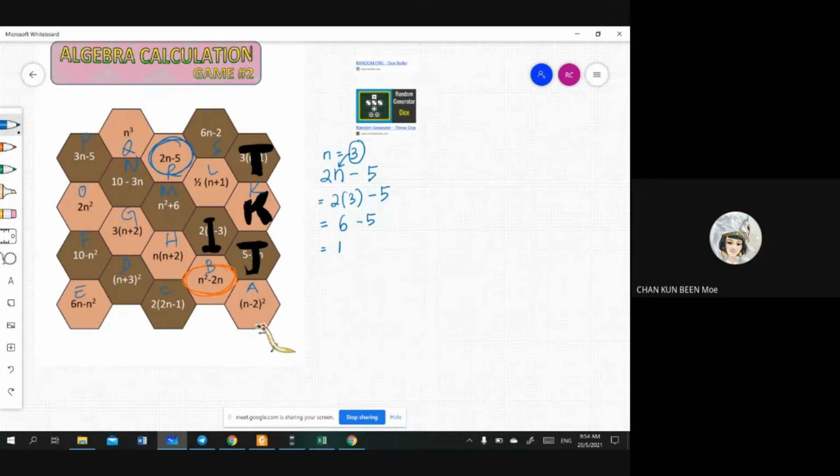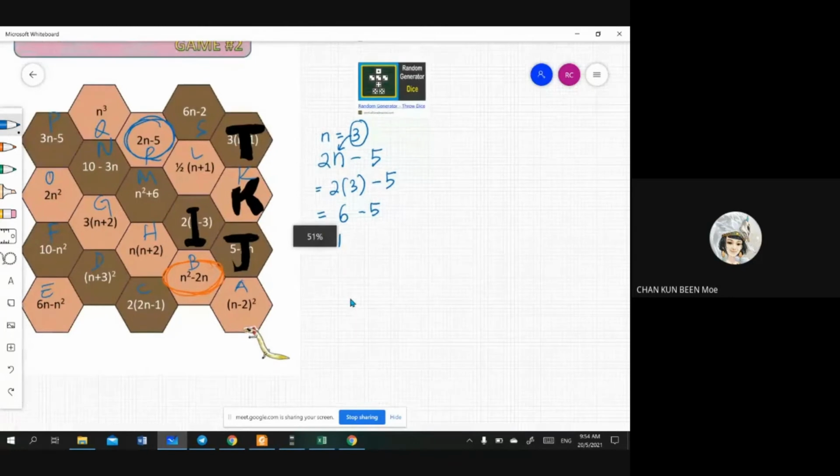Now, we look at the third group. Third group, which question do you want to choose? Q. Q, okay. Q and Q. Wow, you are challenging yourself, huh? So let's see what the dice rolls out to be.